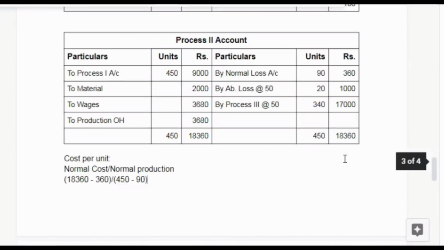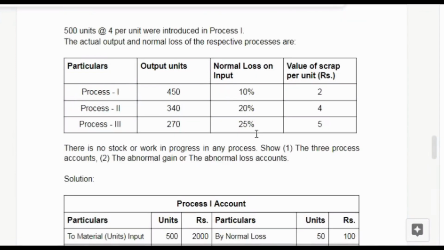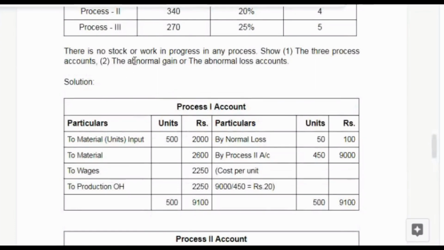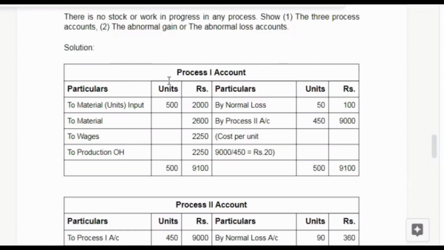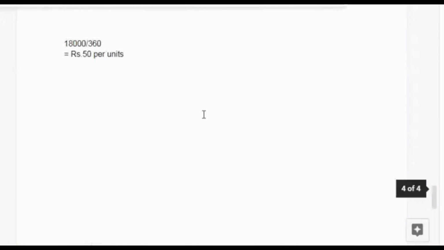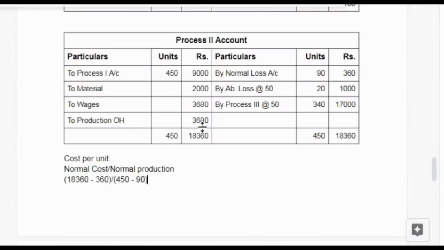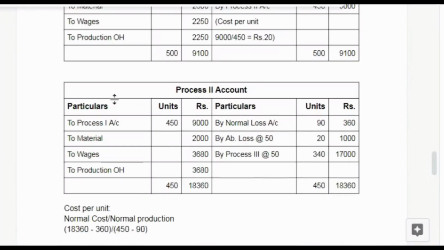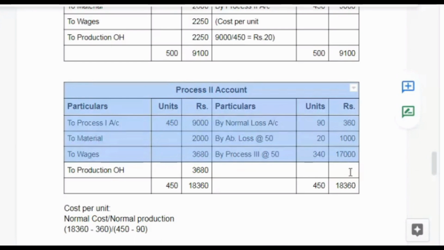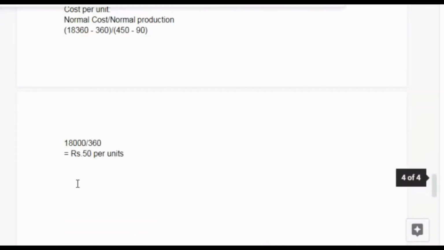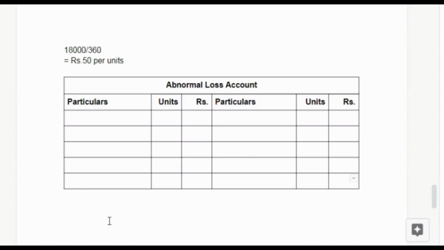Clear? But in this process 2 account there is an abnormal loss, and we are required to prepare not only the process account but also the abnormal loss or abnormal gain account. So here abnormal loss is there. That's why we need to prepare one more account as far as process 2 is concerned, that is the abnormal loss account. So how is this abnormal loss account prepared? The format remains the same. So let's see, I prepare here the abnormal loss account.